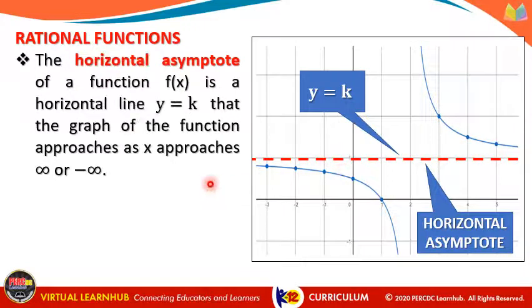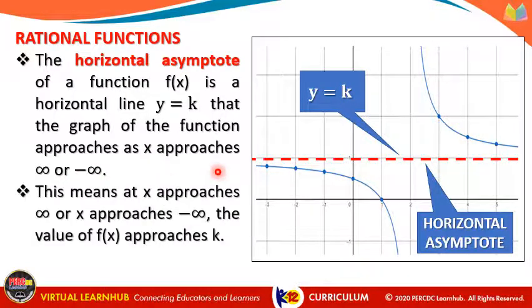Alright, formal definition. The horizontal asymptote of a function f of x is a horizontal line y equals k that the graph of the function approaches as x approaches infinity or negative infinity. In other words, this means that as x approaches positive infinity or x approaches negative infinity, the value of f of x approaches k. Sige, para medyo mas malinaw ng konti, maglagay tayo ng kunyaring value para kay k. Kunyari, ang value ni k ay 3. So, kunyari, palitan ko si k ng 3.